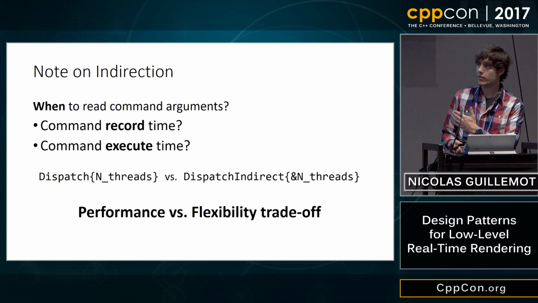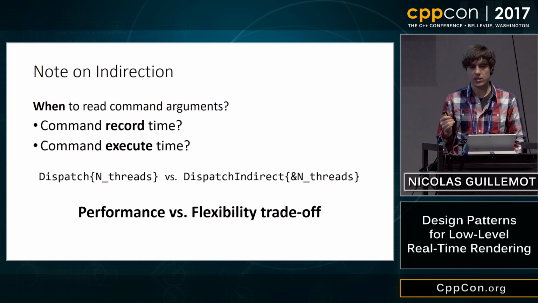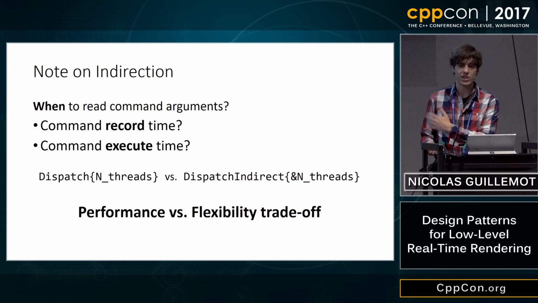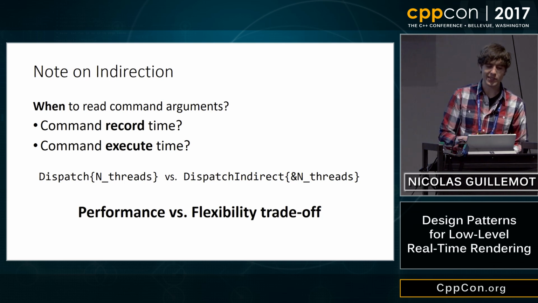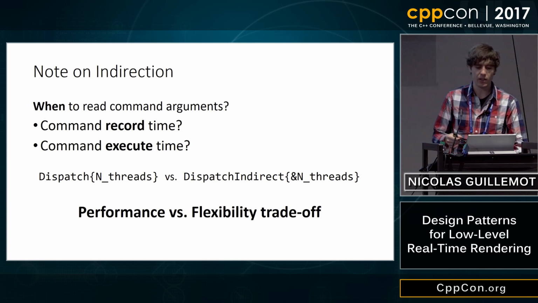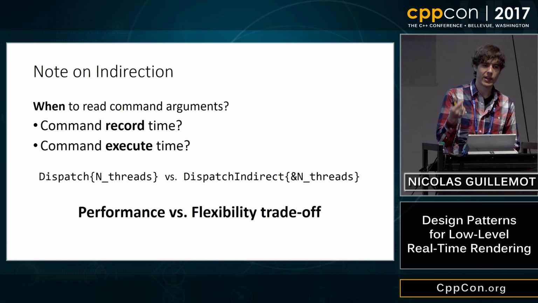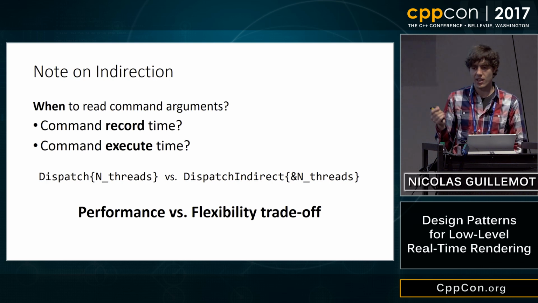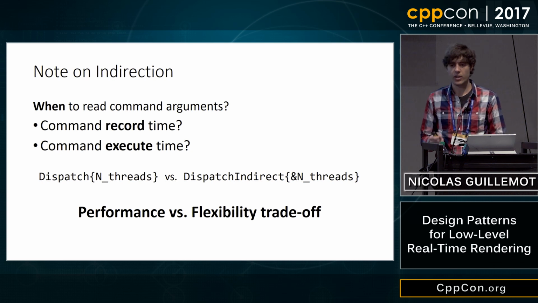If, for example, on the left, you pass the number of threads that you want to run by value, then the number of threads is stored within the command, and hopefully that gives more opportunities for the driver and the GPU to know what's coming up ahead of time. On the other hand, you can use the so-called indirect way of making draw calls and dispatch calls, where instead of passing the number of threads by value, you pass it by reference, and then just before the command is executed, it reads from memory the number of threads that it needs to run at runtime, and runs that number of threads at that time.